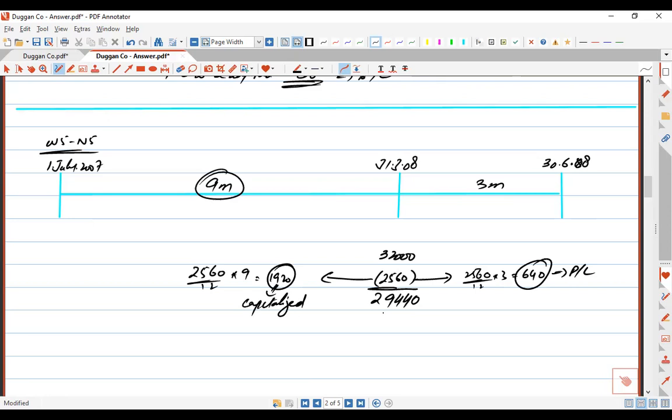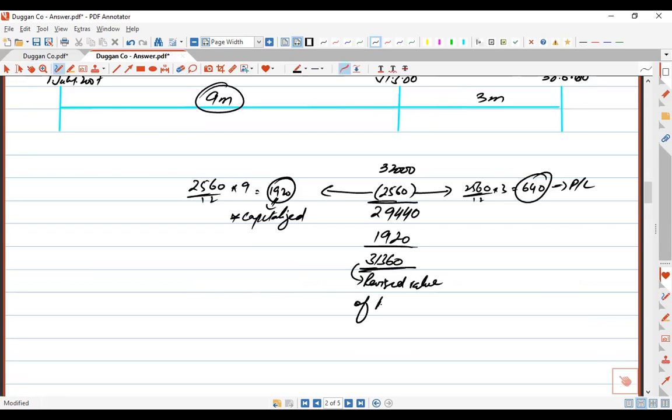Now, this amount had no problem, and we recalculated the corrected amount of borrowing cost to be capitalized. Adding 1920 into the total cost, the revised cost of the asset is 31360, and this revised value of the asset should now be depreciated, and the remaining 3 months interest would be charged to P&L.